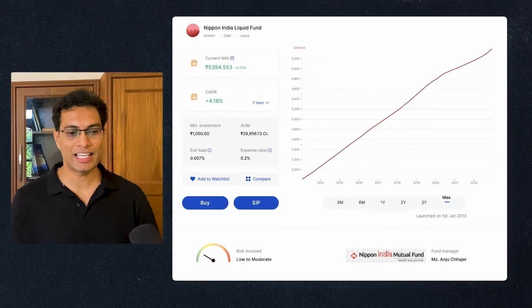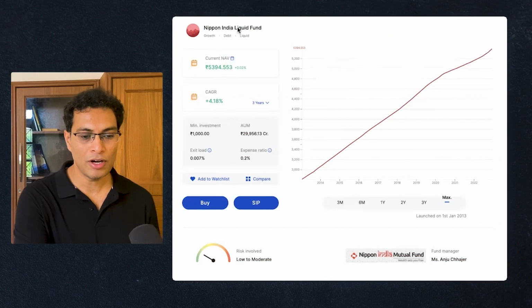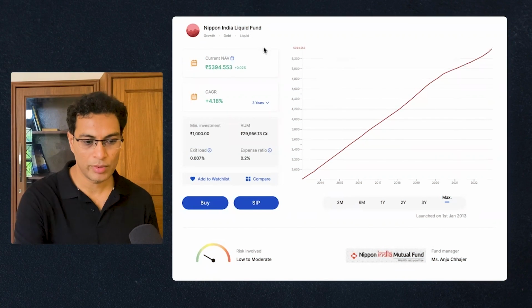Why is that the case? Let me quickly explain that by picking the example of Nippon India Liquid Fund, and you can go and check any liquid fund for that matter.